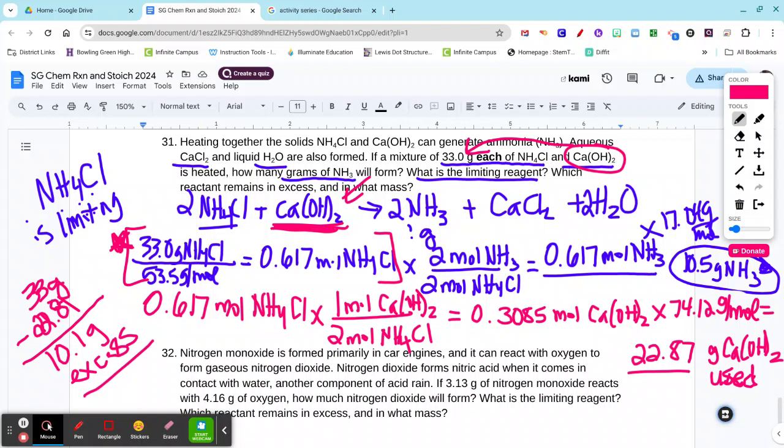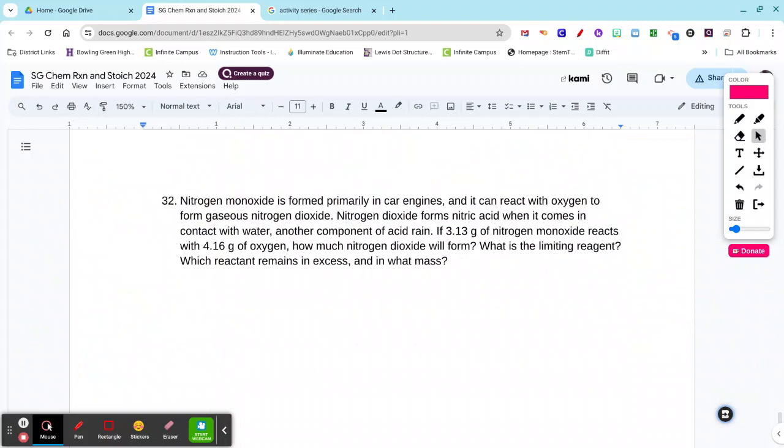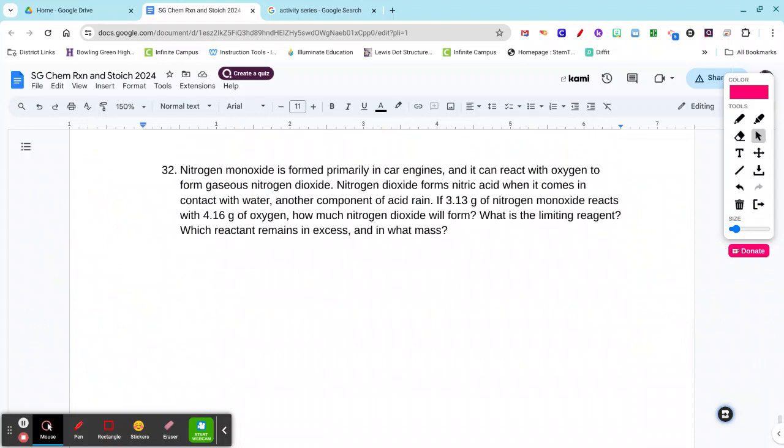Reactant. Okay, so you subtract how much you use from what you start with in the problem. And that's as easy as it gets. Okay, so we're going to trash this and look at our last problem.